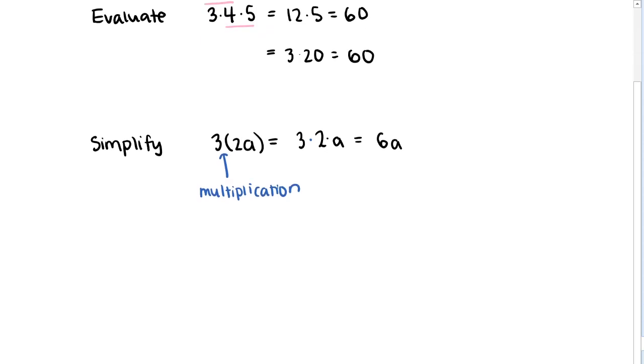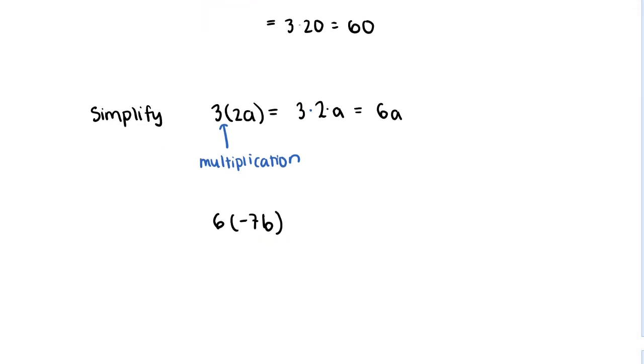Or maybe a slightly different looking example, but very similar, is 6, and then in parentheses, negative 7b. So this is meant to be a b here, not a 6, by the way. So again, we have multiplication occurring here because there's no operation between these two groups, the 6 and the negative 7b. And again, I want to emphasize here that this is a negative 7b. That negative sign is not subtraction, right? So this is telling us that we're going to put together these two quantities through multiplication.